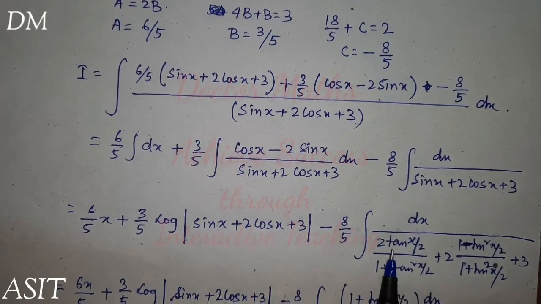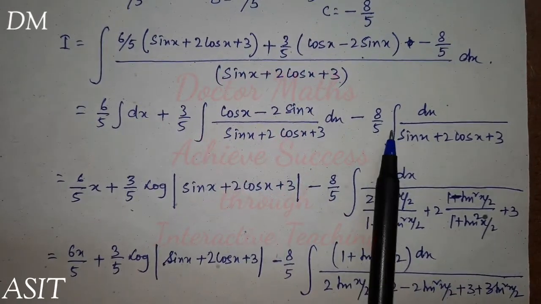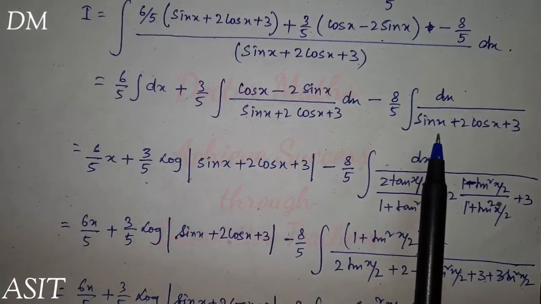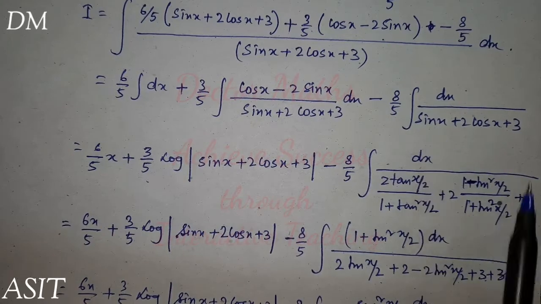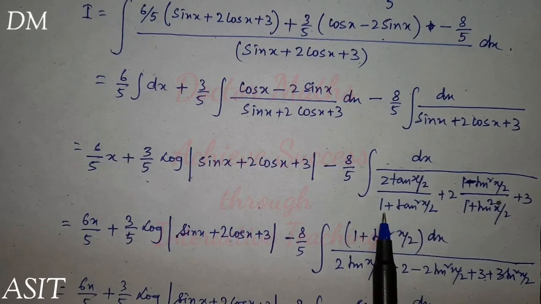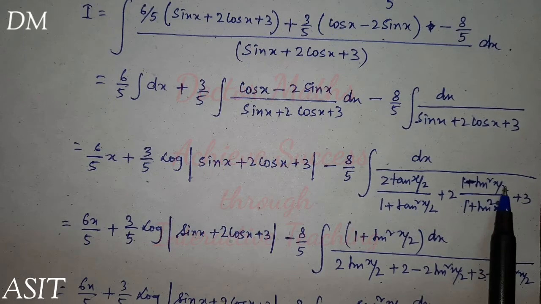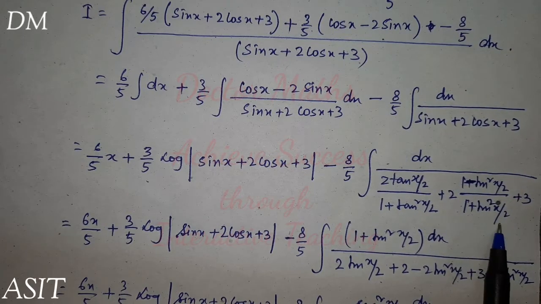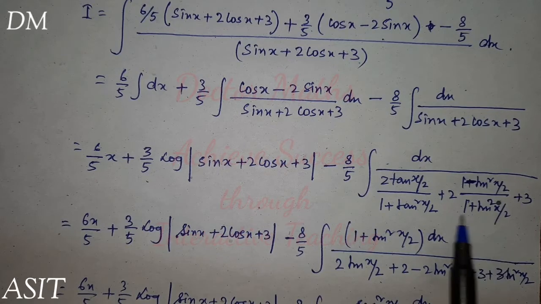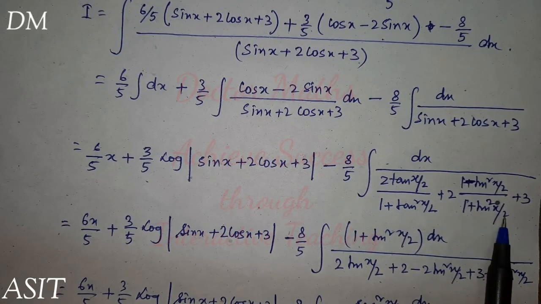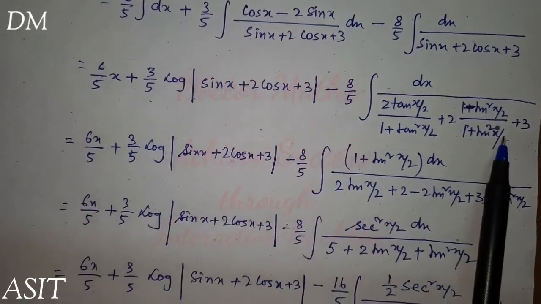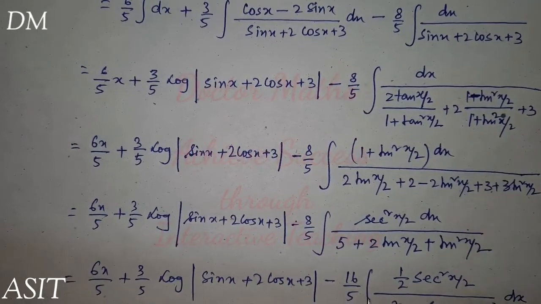Now this integration. For this kind of integration we have to write sin x as 2 tan x by 2 by 1 plus tan square x by 2, and cos x as 1 minus tan square x by 2 by 1 plus tan square x by 2. Now after that we need to do the LCM.